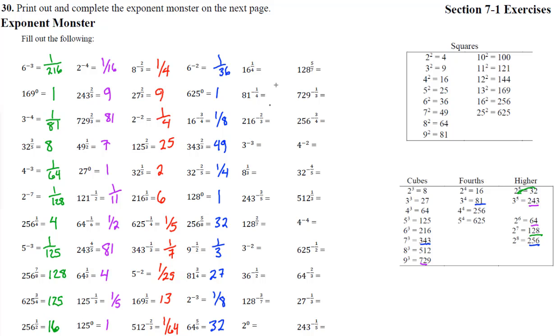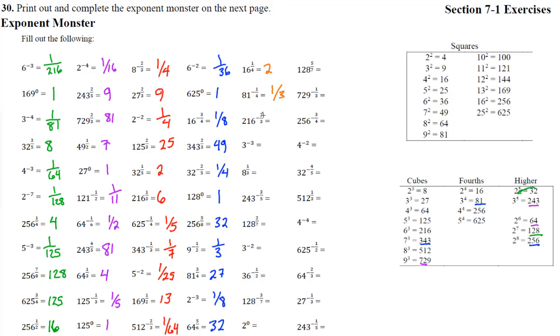Good deal. Next column, 16 to the 1/4 power. That's fourth root it, which is, let me see, 16 to the 1/4, 2. Good. 81 to the negative 1/4. So we're going to fourth root 81, which is 3, and put it on the bottom of a fraction.